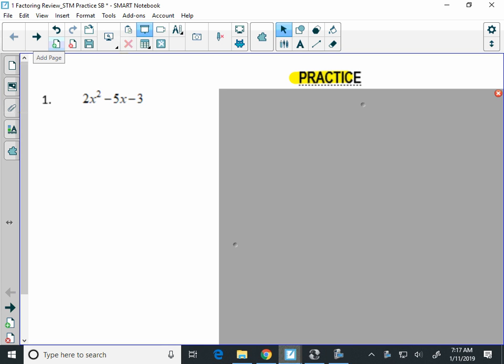Alright, this video is for the quick practice at the bottom of the split the middle notes. We'll just do 2 problems from there. You have 2 other split the middle practices as well that there will be videos on.